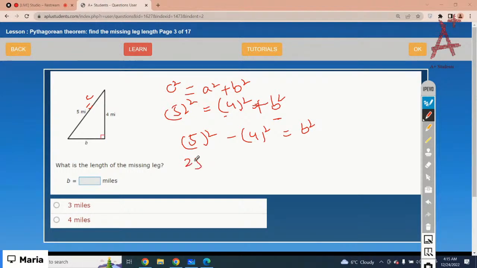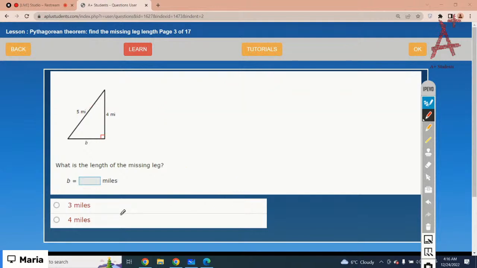It is 25 minus 16 equals b square. So 25 minus 16 is 9. 9 equals b square. Square root both sides, then b equals 3. Got it? So the missing side length equals 3 miles. Got it? Just select the correct option and click on the OK button.